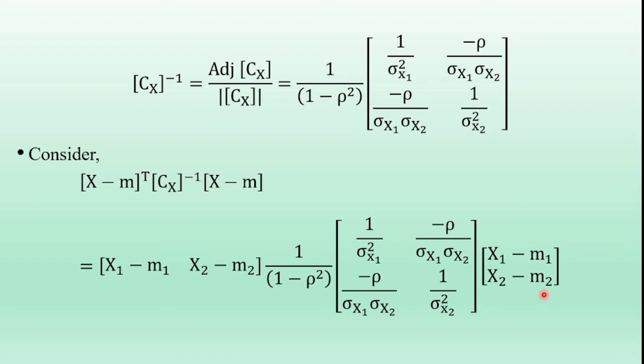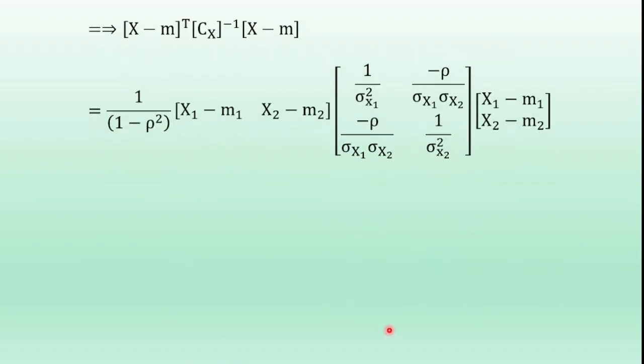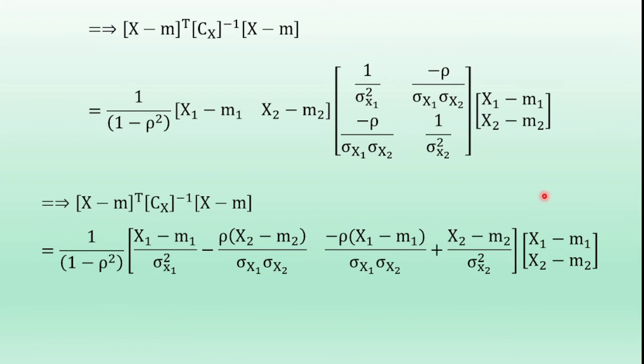Multiplying the RHS terms, we get, first multiplying these two terms, the RHS term is also arranged as 1 by 1 minus rho square into the remaining terms. So first multiplying these two terms. This matrix order is 2 by 2. This matrix order is 2 by 1. Multiplying these two matrices, we get a 2 by 1 order matrix. So first multiplying this matrix into this matrix. This matrix order is 1 by 2. This matrix order is 2 by 1. The resultant matrix order is 1 by 2.